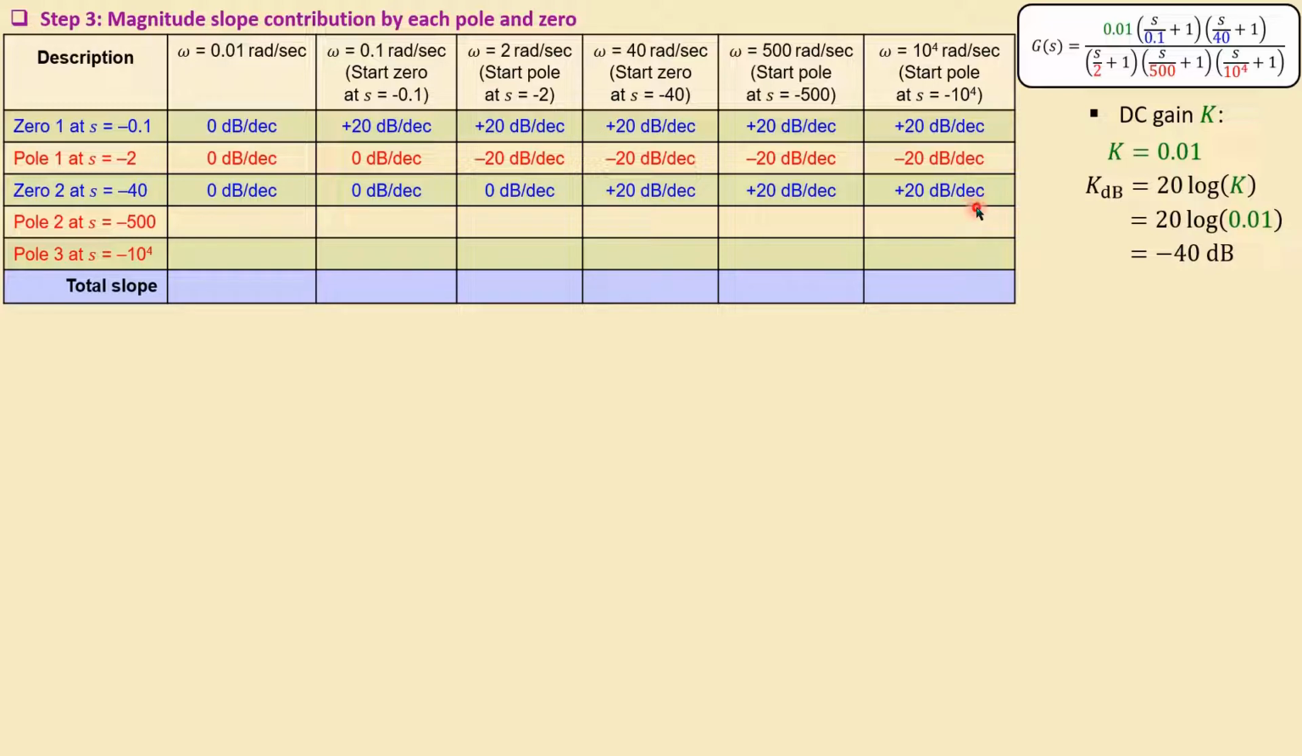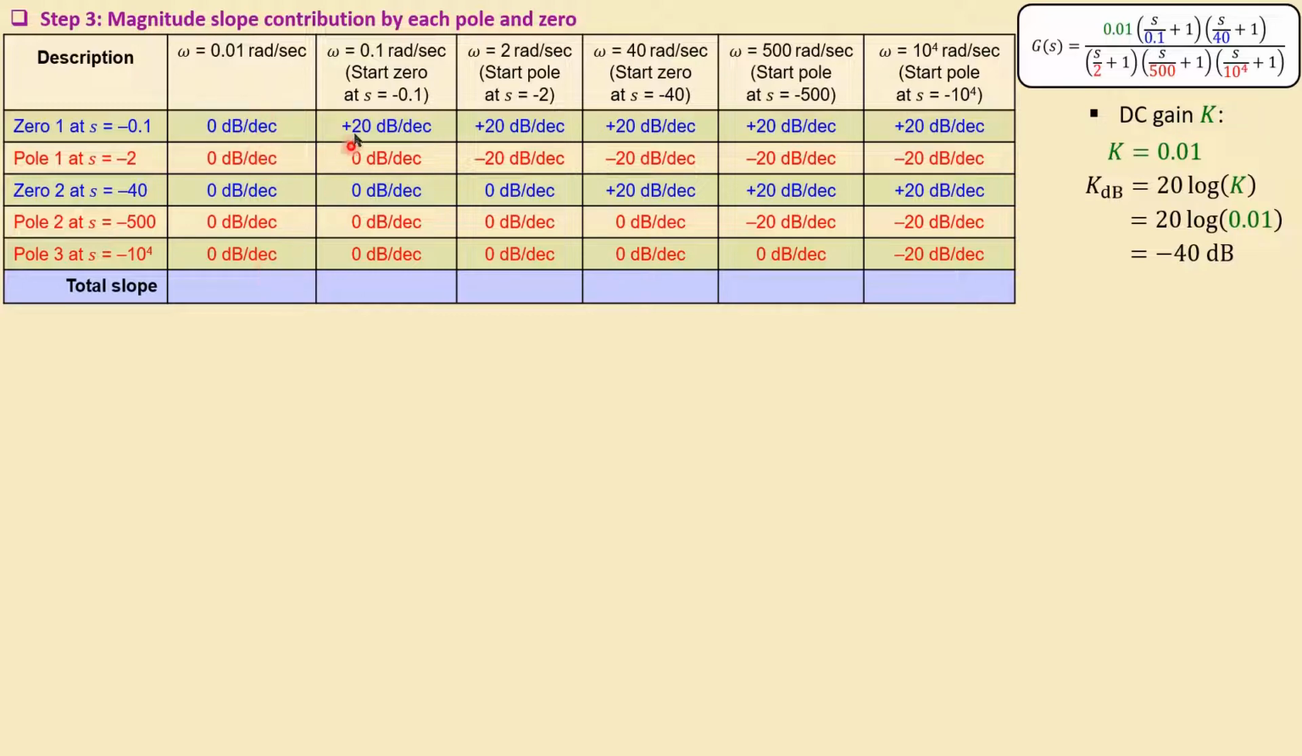Now zero 2, again I look at 40, so you can see it starts to increase by 20 dB per decade, and before it is just 0. In a similar form for 500, you can see it is now minus 20 dB per decade after starting at 500 radians per second, similar for the 10,000. Now we need to see what the total contribution is, because now we have seen each contribution.